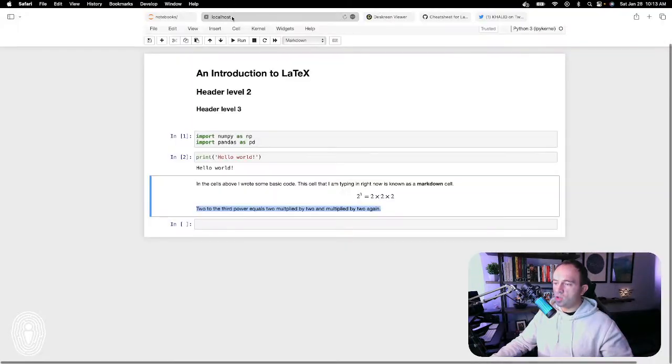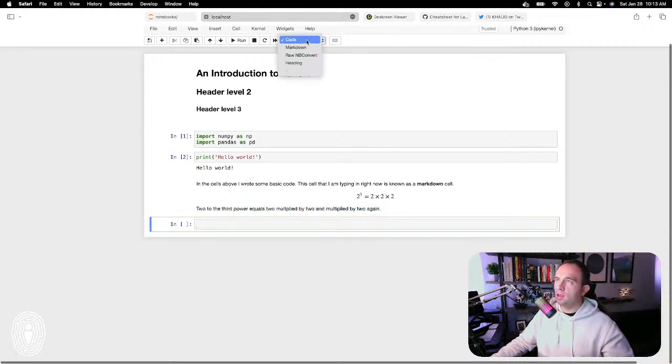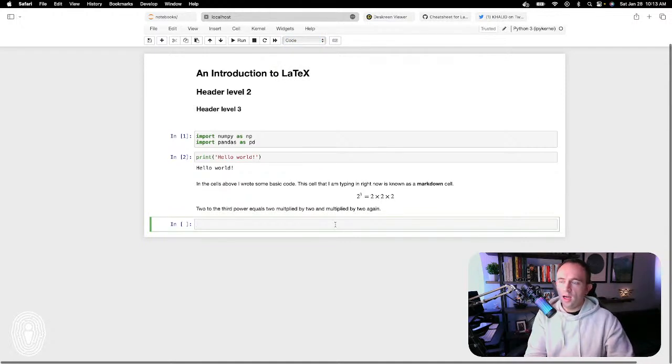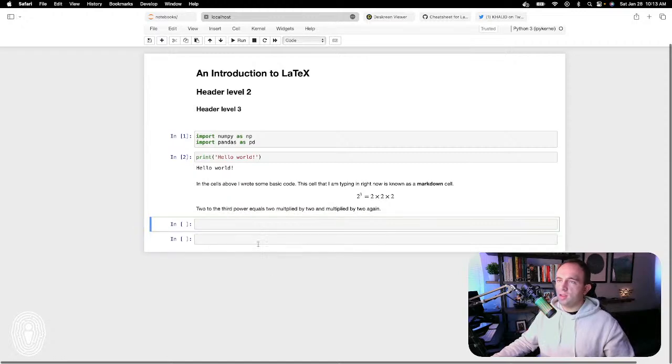So let's go back to my Jupyter notebook. I actually don't want to represent that quite yet, but basically we can do the same thing. Actually, let me show the syntax here. Let's say I wanted to write this in LaTeX.